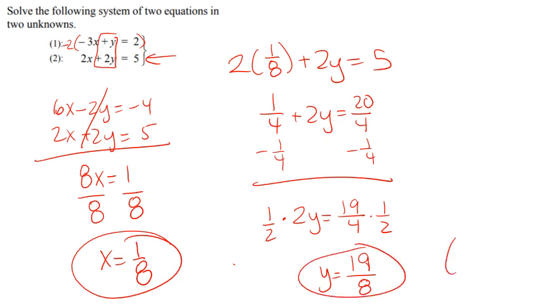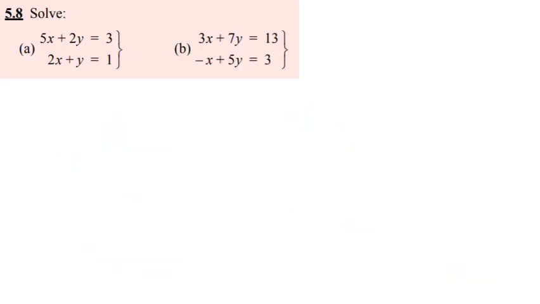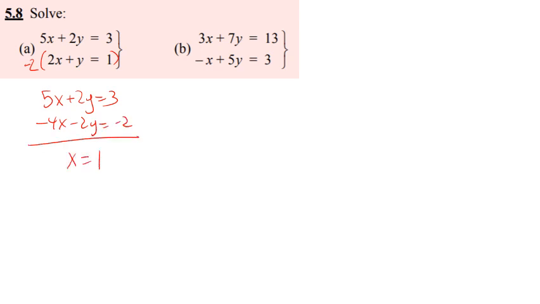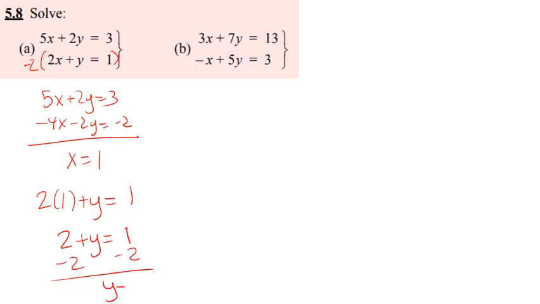Okay, so then I get 1/8 for x and 19 over 8 for y. Okay, I'm going to multiply the bottom by -2 because I want to eliminate the y's. So top equation, no change. And this will be x equals 1. Plug in 1 for the bottom equation. You can plug it to the top if you want. It doesn't matter. You'll still get the same answer. And subtract 2. And y equals -1. So I get 1, -1.